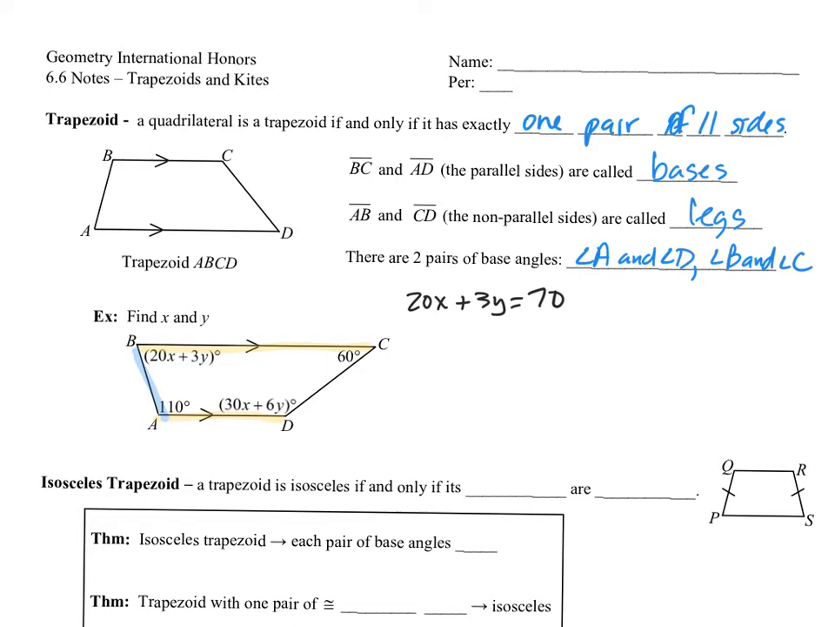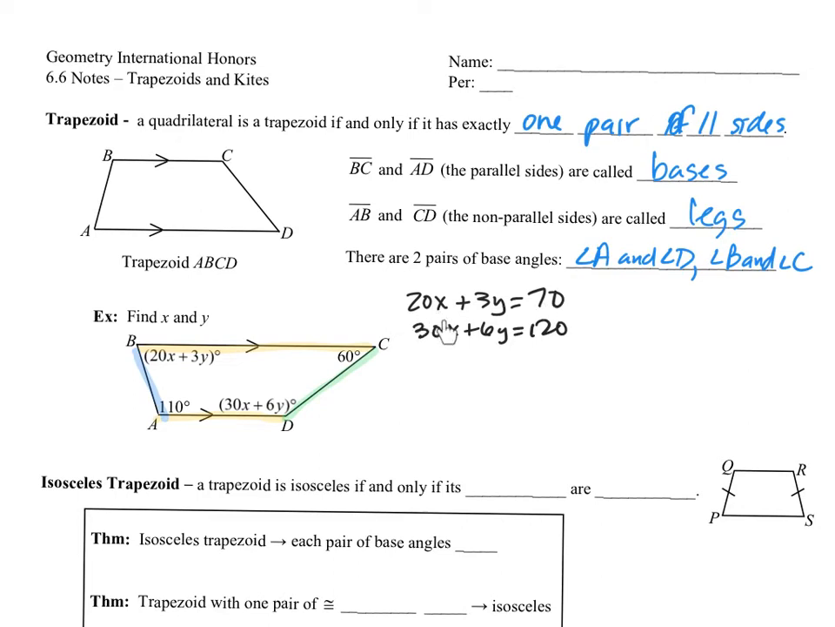So let's take a look at the other pair of same side interior angles. Let me highlight another transversal. I'll make it green. So let's look at this transversal. These two angles are on the same side of the transversal on the interior of the parallel sides, so they are also supplementary. In other words, 30x plus 6y is the supplement of 60. The supplement of 60 is 120, so I can say that 30x plus 6y is equal to 120. That gives me a system of equations that I can solve now.